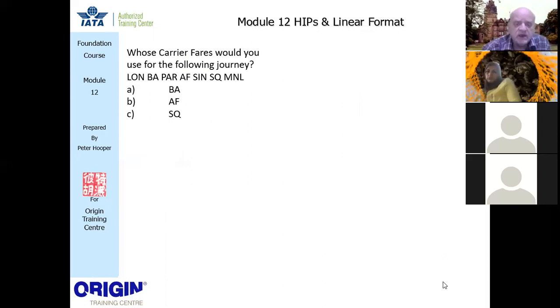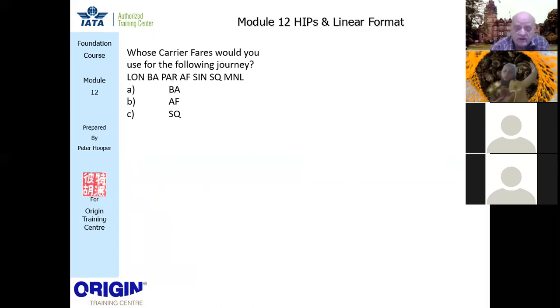No, it's okay. Right. Which carrier fares would you use for the following journey? Carrier fares means most significant carrier, MSC. What's the first thing I check? Crossing, origin to destination. Okay, we're trying to decide the fares.